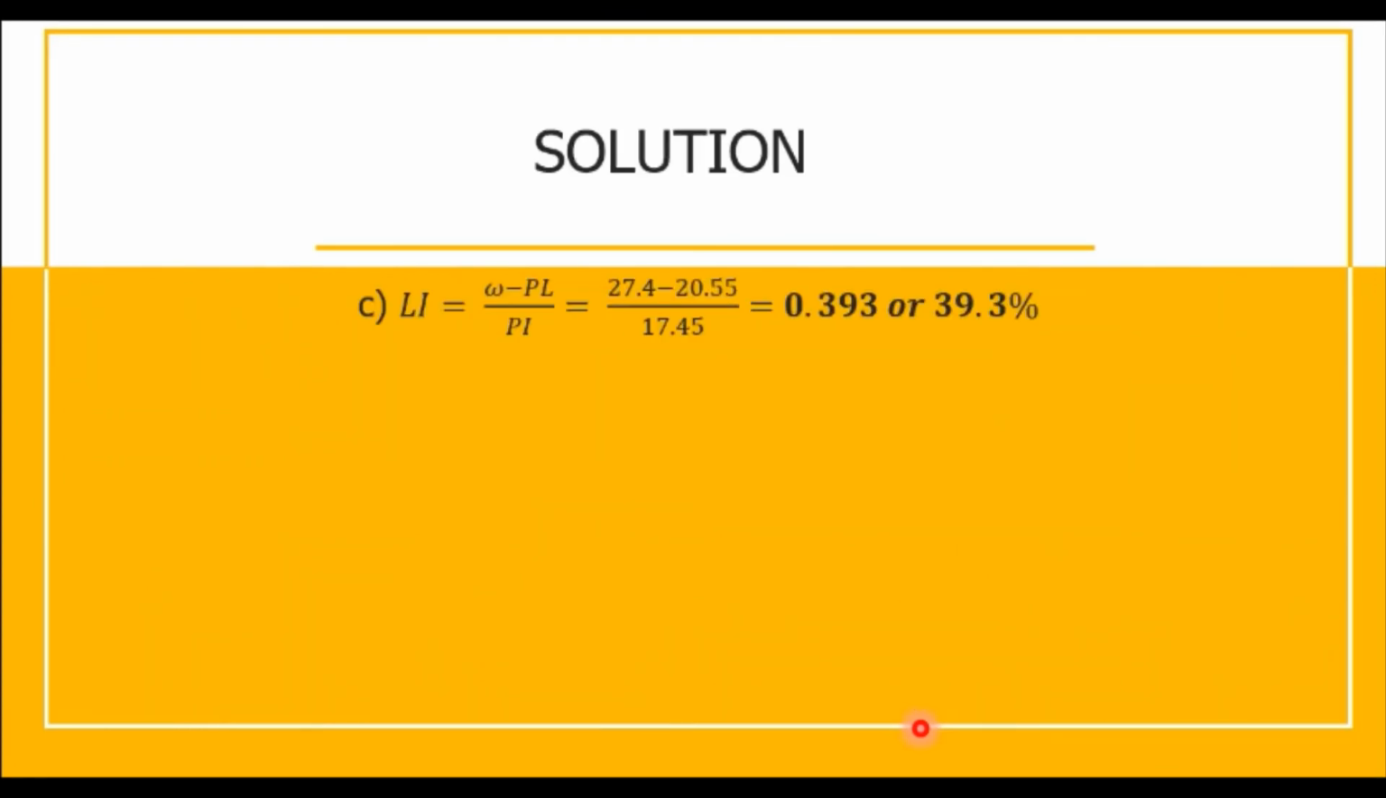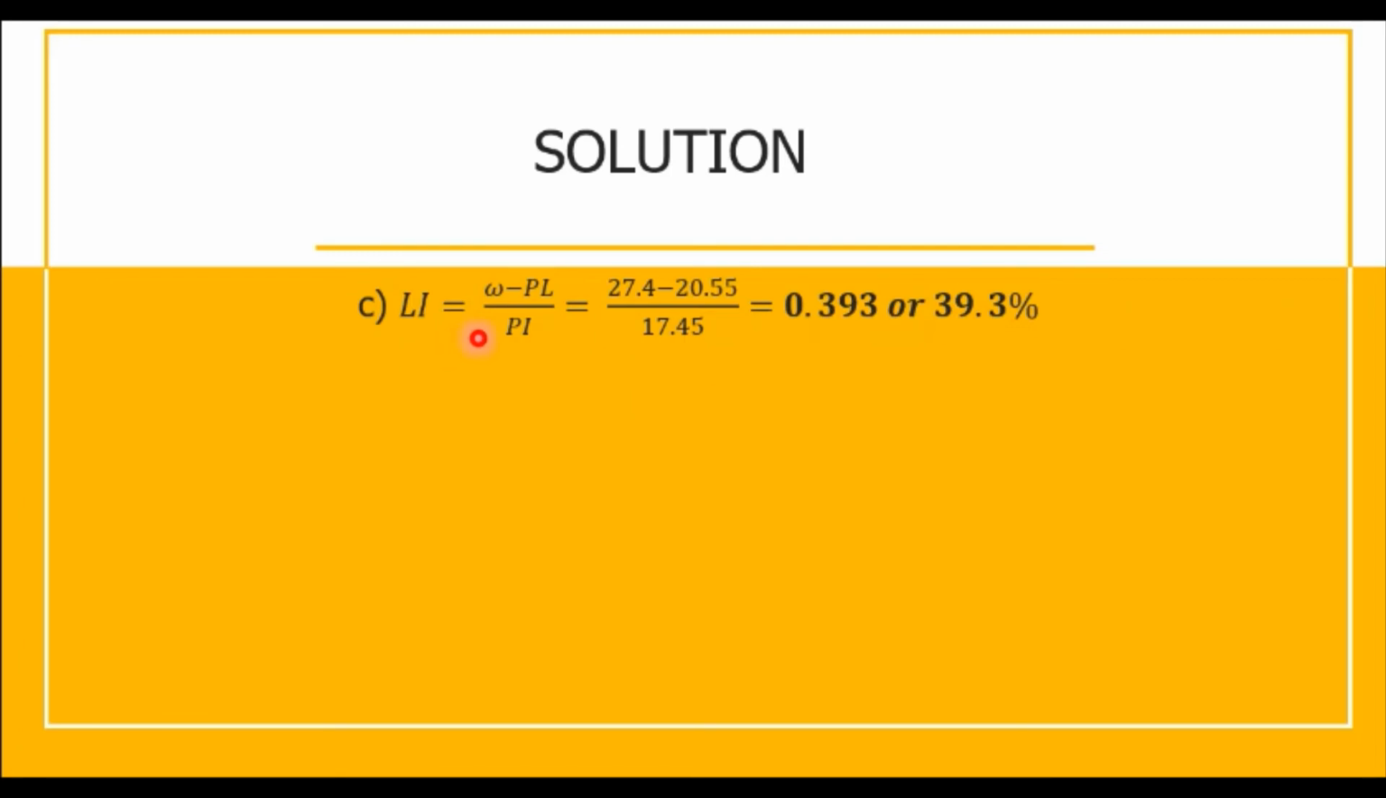So ang sabi, the moisture content is 27.4 minus 20.55, that is the plastic limit, all over the plasticity index, which is 17.45. And that would give us the answer 0.393 or 39.3%. That will be the liquidity index.